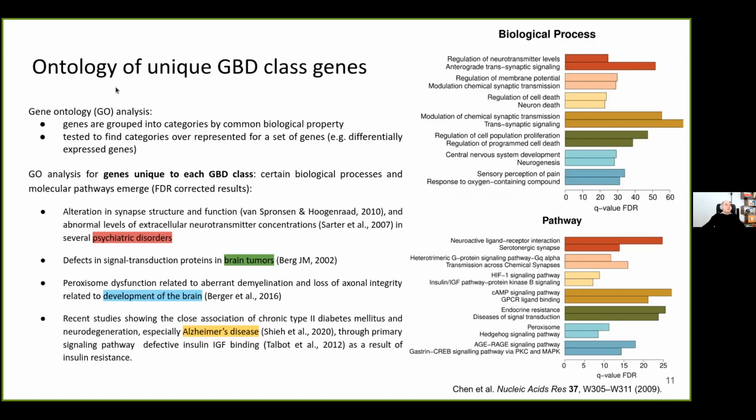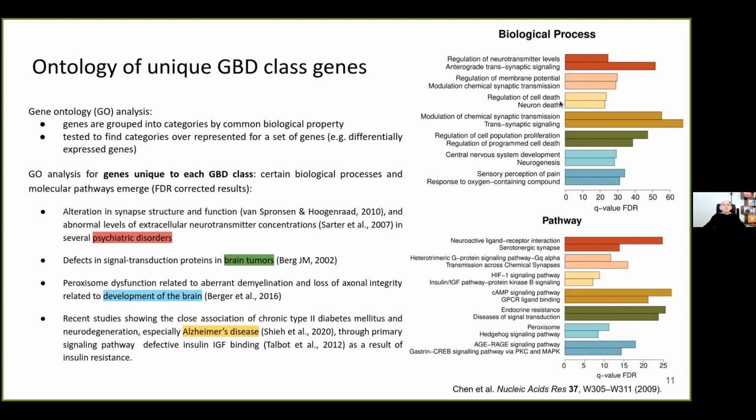Next, we did a gene ontology analysis. Gene ontology analysis, for those who don't know, is a literature-based analysis that looks at the overrepresentation of a set of genes within a molecular or biological pathway, and asks whether the gene set that we are looking at is more represented in a particular pathway or is at the level of random or underrepresented. And for that, we only looked at the unique genes from each disease category.